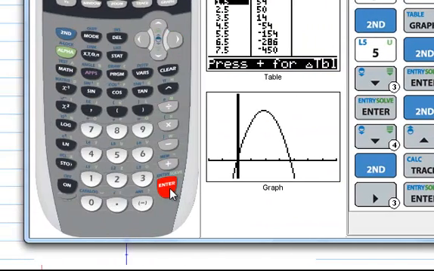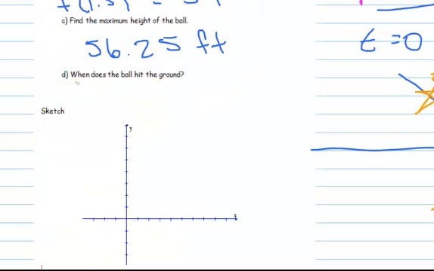Press enter. Press enter one more time, and it says 3.75. So that means in 3.75 seconds, the ball is hit, it peaks, and it comes back and hits the ground. So that was 3.75 seconds. And that's how to use the calculator to do this modeling problem.